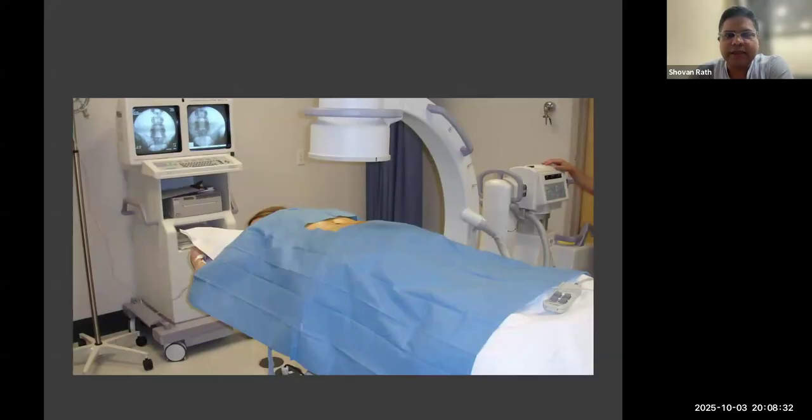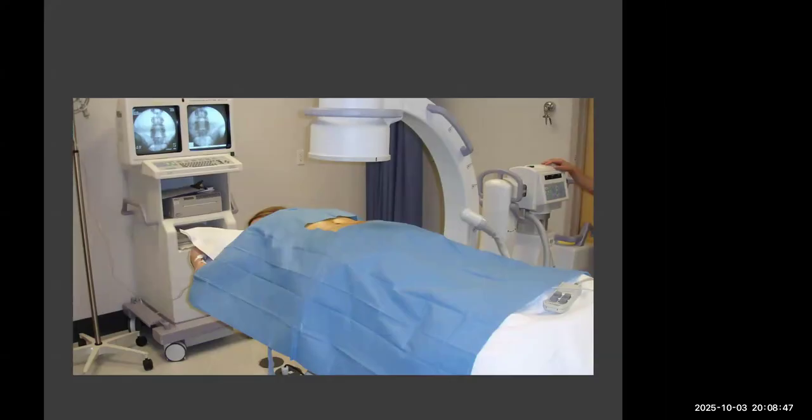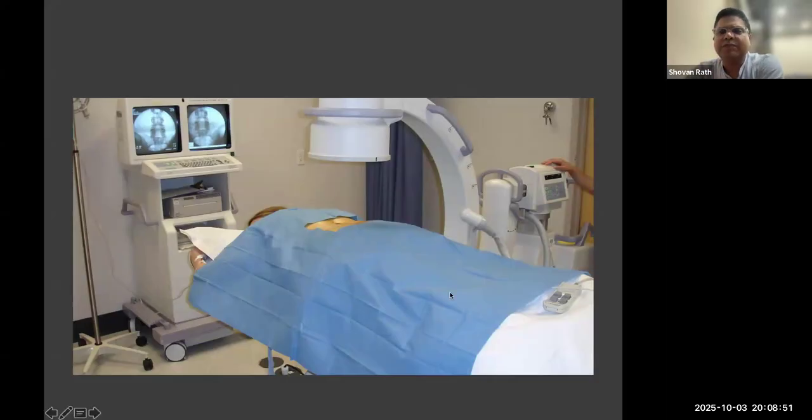And normally there are 2 or 3 views we can say. Normally what we follow is an AP view, another is a lateral view, and another is an oblique view. These are the 3 views that we normally see. For that we need this position. Normally all the lumbar spine or sacral procedures that we do are done in a prone position.